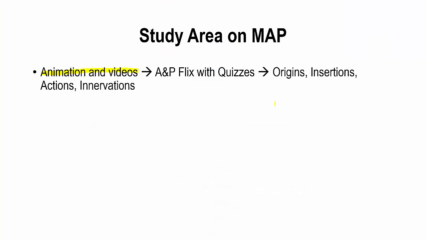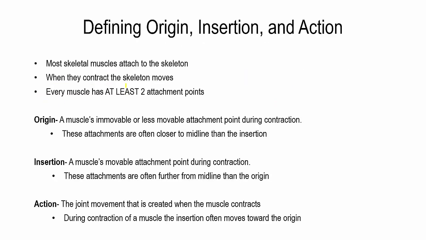Okay, so we went into animations and videos, AP Flicks with quizzes, and we did origins, insertions, actions, and innervations. Okay, so let's define what an origin is, an insertion, and an action. So the majority of your skeletal muscles, they're called skeletal muscles because they attach to the skeleton. So most of them attach to the skeleton, and when a muscle contracts, it changes its length, it shortens, and when the muscle shortens, because it's connected to bones of the skeleton, the bones move because of the contraction of the muscle tissue.